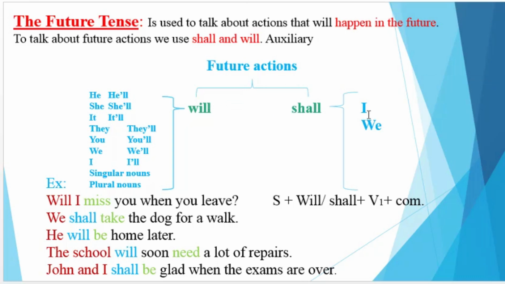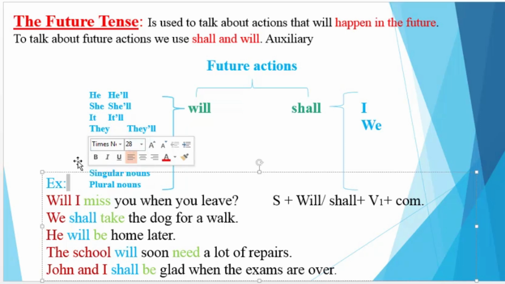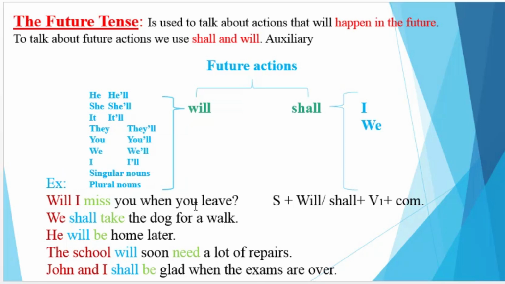Shall is used with I and we. Will is used with he, like he will. She, like she will. It, like it'll or it will. They, they'll or they will. You, you'll. We shall or we will. I'll. Singular nouns and plural nouns all can be used with will. Okay? We have some examples here.